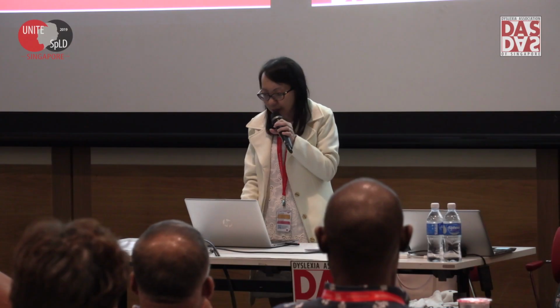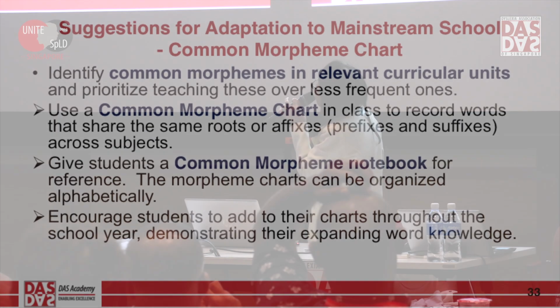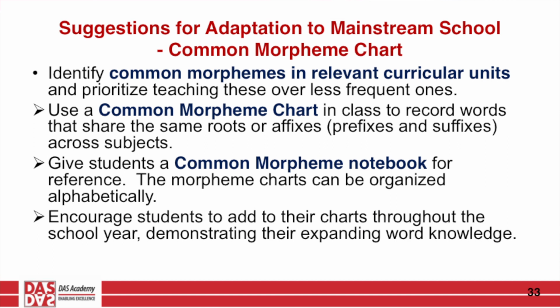I think you can read this slide on your own. This is a sample common morpheme chart, where you are emphasizing, for example, the root equi, which means equal. You get the students to record, or you help them to record, on a common morpheme chart in the classroom the words they're coming across in their various subject areas which have this morpheme, this root equi. So you are trying to reinforce the meaning of that root all the time.